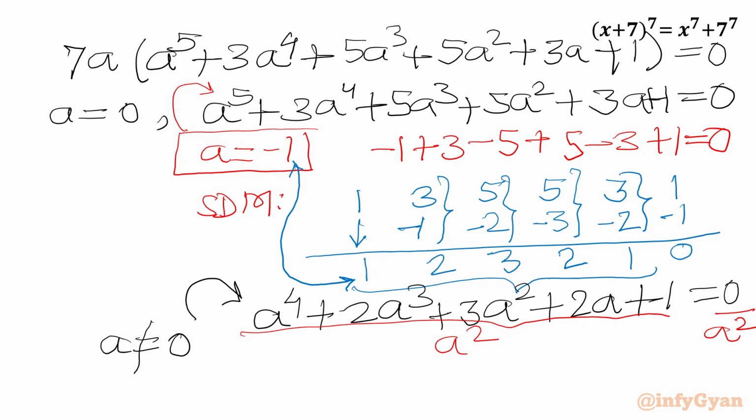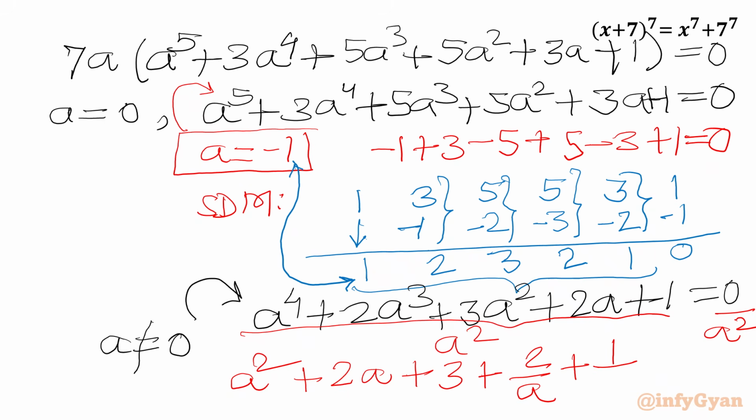So we will get a power 4 over a square, 2a cube over a square is 2 times a, 3a square over a square is 3, plus 2a over a square is 2 over a, 1 over a square. Right hand side is 0. Now we will write first term and last term in one bracket, second term and second last term in one bracket. After taking 2 common, we will get the equation.